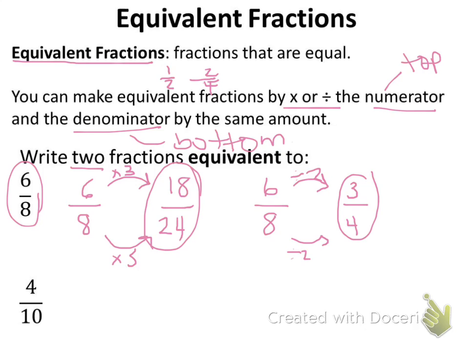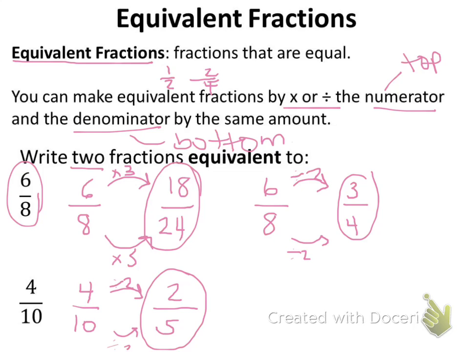I suggest pausing the video now and trying to find equivalent fractions to 4/10 on your own. When you're finished, click play. You may get something that's different to mine, but for my equivalent fractions, I chose to first, with 4/10, start by dividing. So I figured, I know they're both even, let's divide both the numerator and the denominator by 2. Well, 4 divided by 2 is 2, and 10 divided by 2 is 5. So my first equivalent fraction is 2/5.